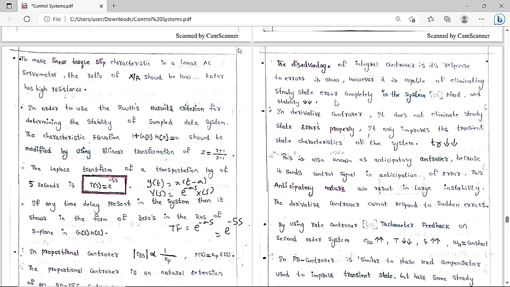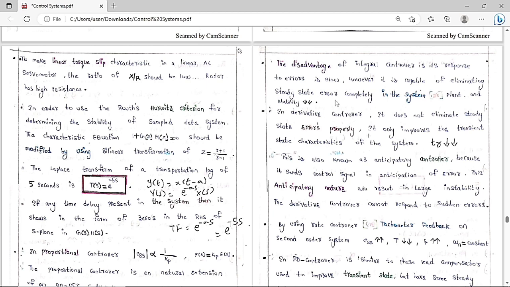It does not eliminate the steady state error completely, meaning there will still be some amount of final steady state error. So the derivative controller does not eliminate the steady state error properly. It only improves the transient state characteristics, meaning the rise time decreases. What I told you, derivative controller is nothing but lead compensator. Therefore the speed of the response will increase.